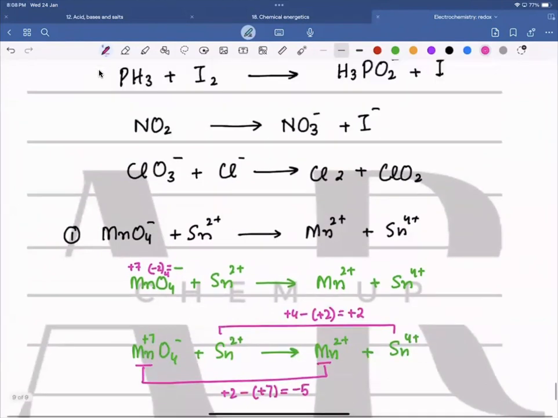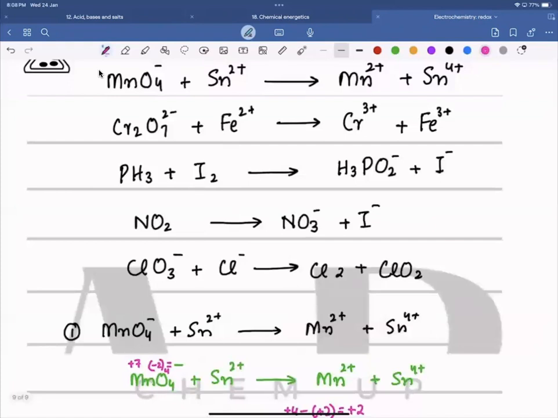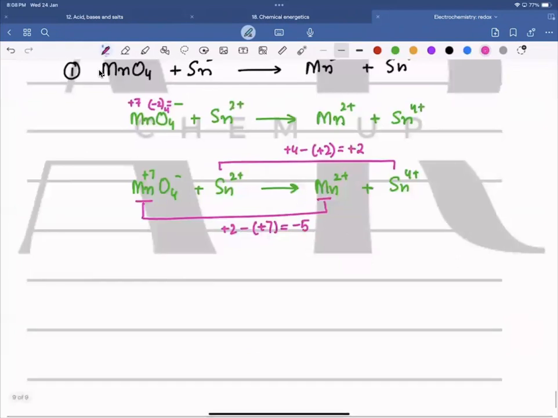Okay. Now, in the next part, after finding the change, we have to equalize the change. To equalize the change, see, it's 5 and it's 2. So I have to make it equal. If I multiply by 5, it will become 10. And if I multiply the other by 2, it will also become 10, right? Yes, sir.